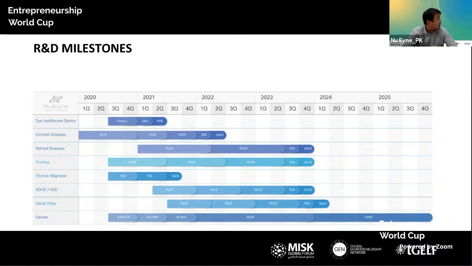And for instance, with the corneal diseases and the retinal diseases, we already conducted the pilot studies, and we are scheduled for the pivotal one this year in the fourth quarter, and then the next one in the second half of '22 for the retinal diseases.